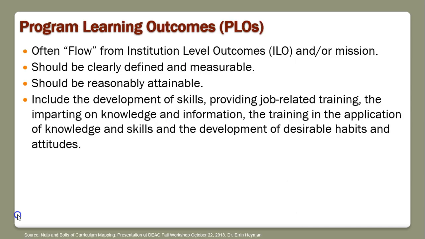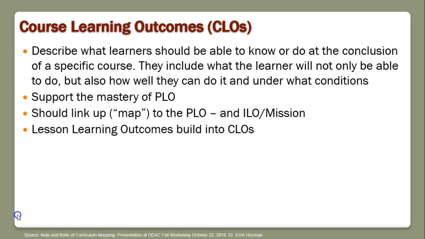To go a little deeper on program learning outcomes, PLOs, they go from the institutional level outcomes, and they need to be clearly defined and measurable. They should be attainable, and they should include the development of skills, job-related training, impartation of knowledge and information, and the training and the application of knowledge and skills. And that's what accreditors are going to be looking for at the program level or degree level.